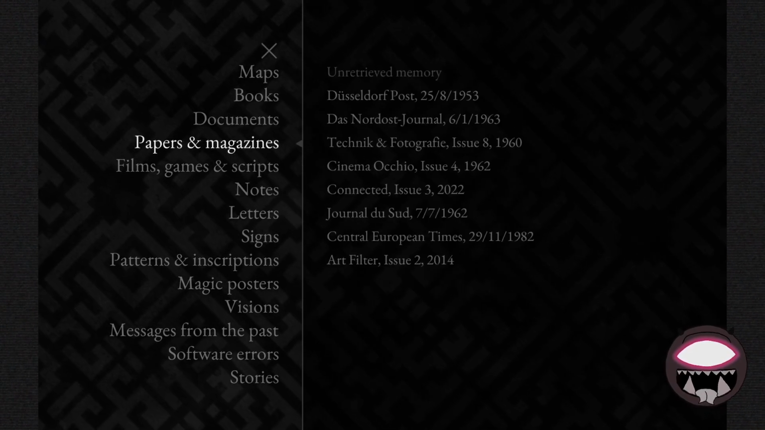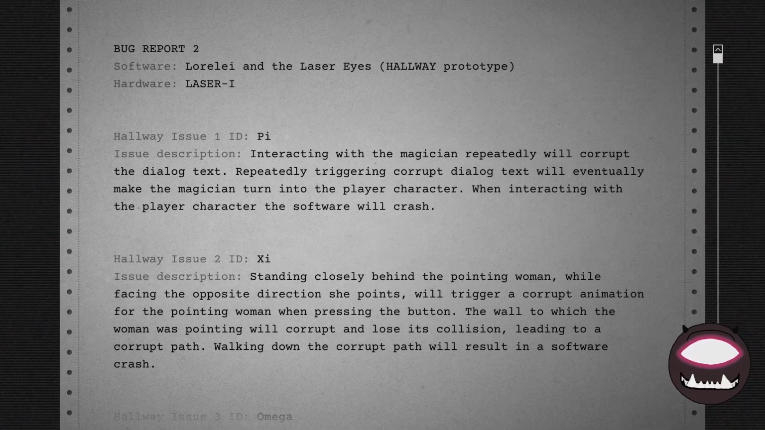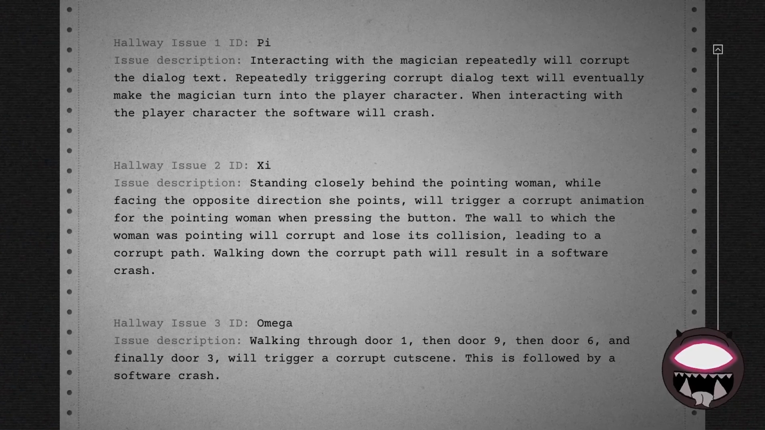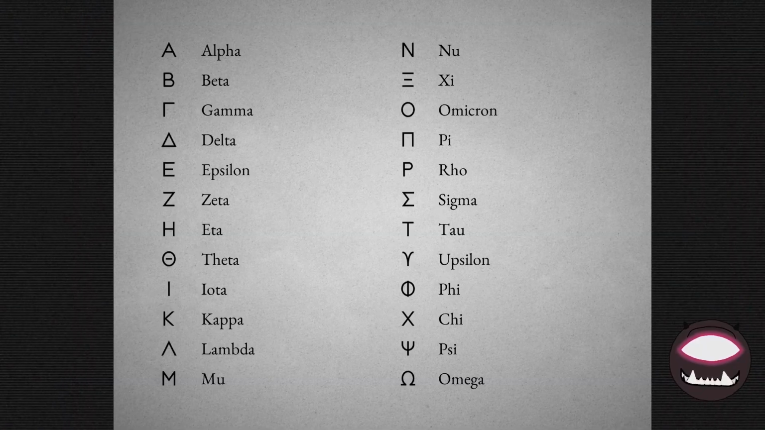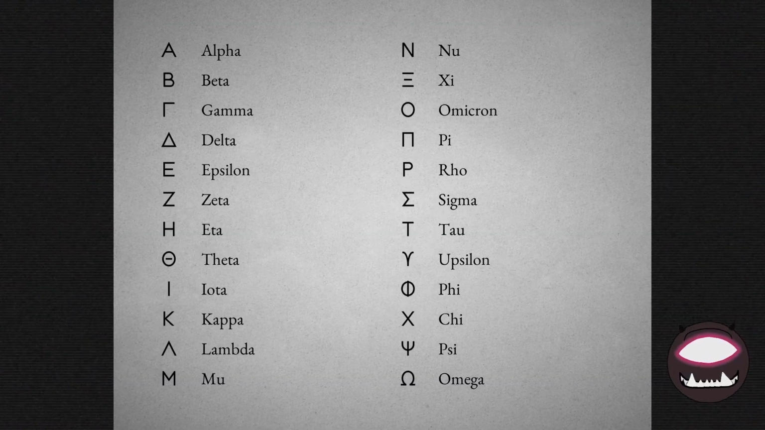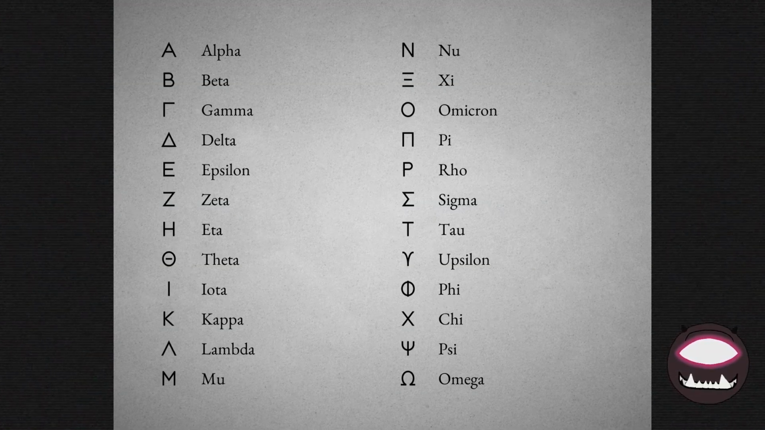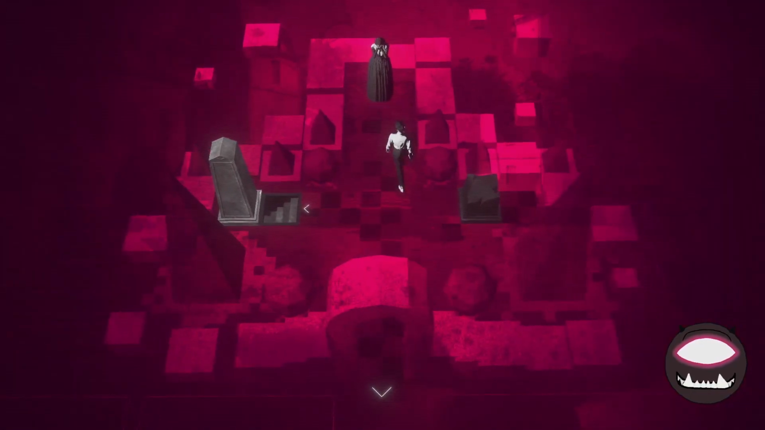So then we go to bug reports. Bug report 1. F2 is delta. F3 is theta. H1 is pi. H3 is omega. Okay, so it is then our books, Greek alphabet: omega, theta, pi, delta. That is the password we need to give the guy in the maze. So let's go to the mirror.